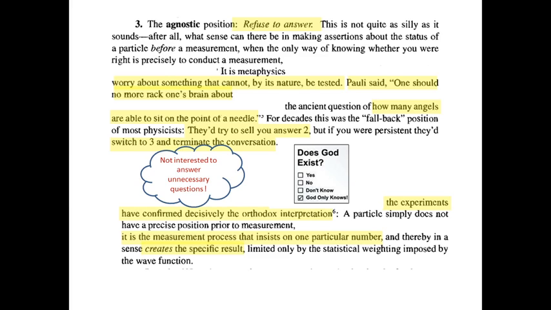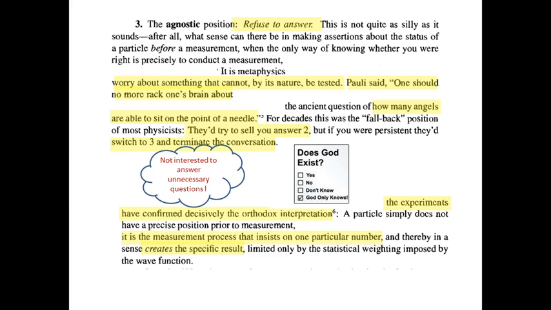There was an example that Pauli gave: one should no more rack one's brain about how many angels are able to sit on the point of a needle. It is very clear that when you are unable to prove this, then why waste time discussing or even trying to get answers for such things? So that is the agnostic approach.